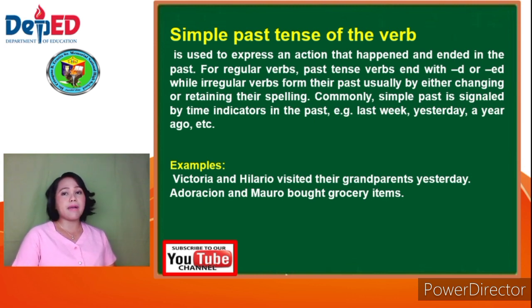Commonly, simple past is signaled by time indicators in the past. Example, last week, yesterday, a year ago. Examples: Victoria and Hilario visited their grandparents yesterday. Adoracion and Mauro bought grocery items. In the first sentence, we have the simple past, visited. And the second statement, we have bought as the simple past.